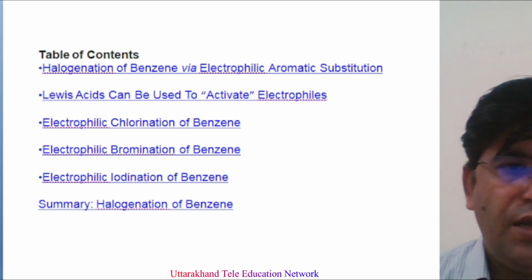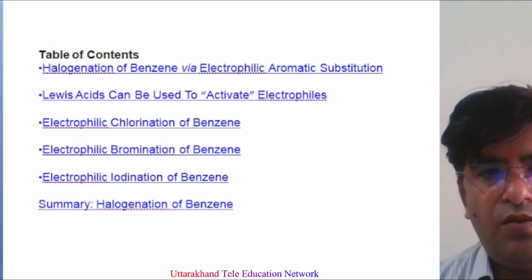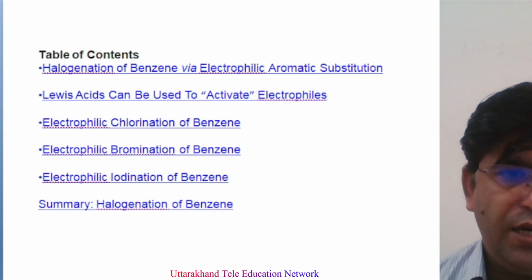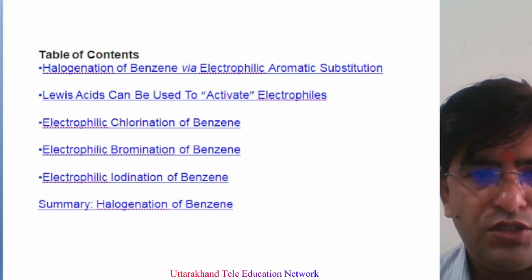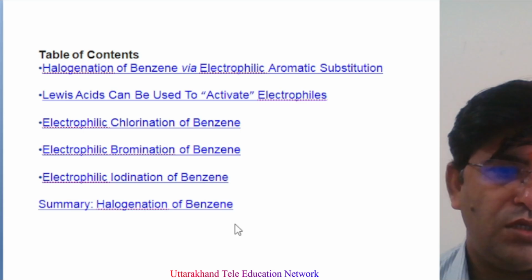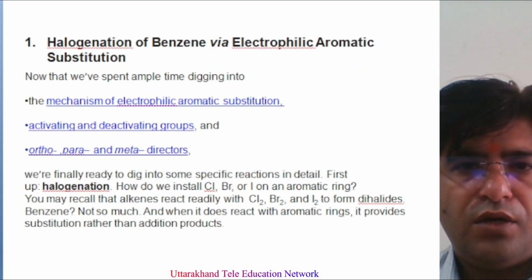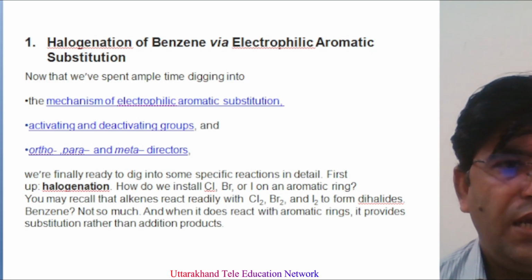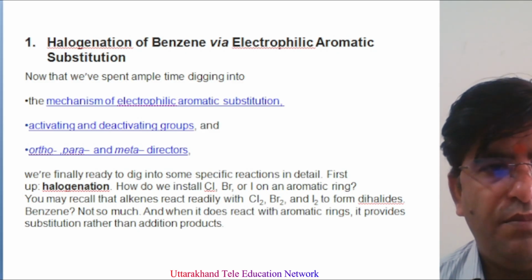The table content: halogenation of benzene via electrophilic aromatic substitution. Lewis acid can be used to activate the electrophile, and the electrophilic chlorination of benzene, electrophilic bromination of benzene, electrophilic iodination of benzene, and a summary of halogenation of benzene. First, halogenation of benzene via electrophilic aromatic substitution. Now, the mechanism of electrophilic aromatic substitution. First, activating and deactivating groups, ortho, para, and meta directors.